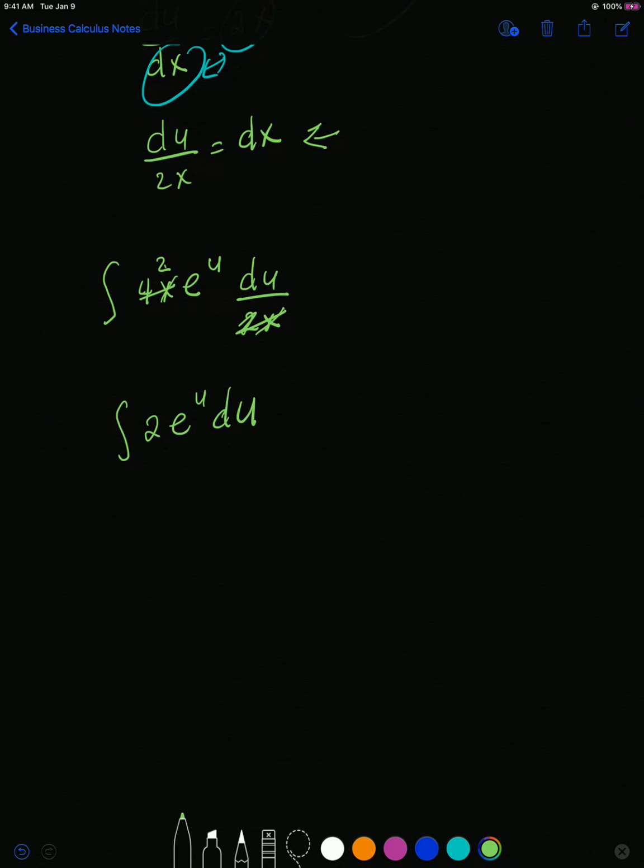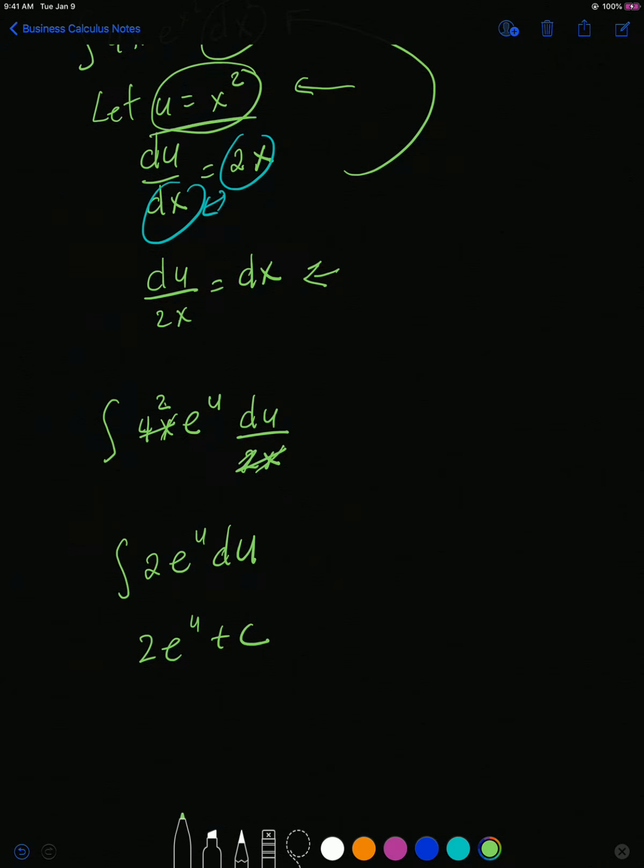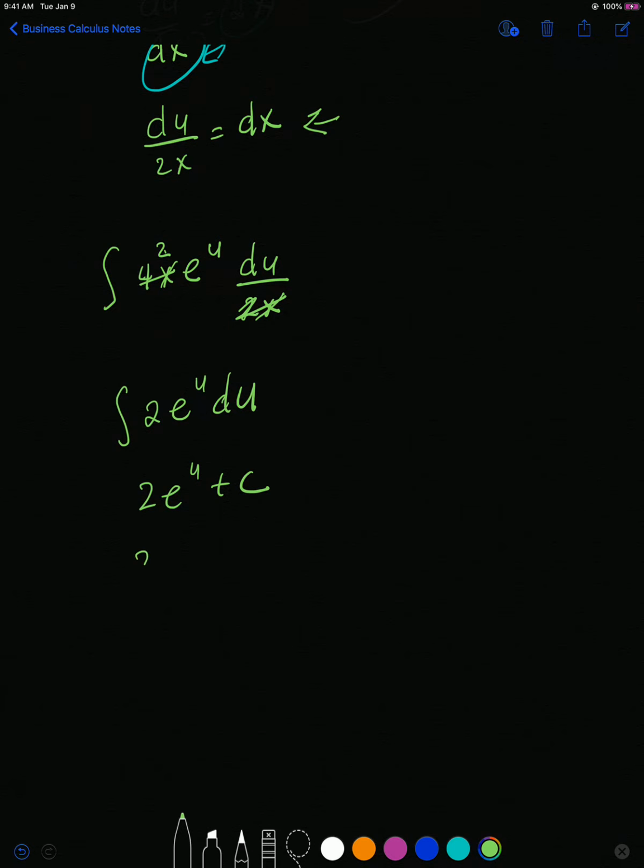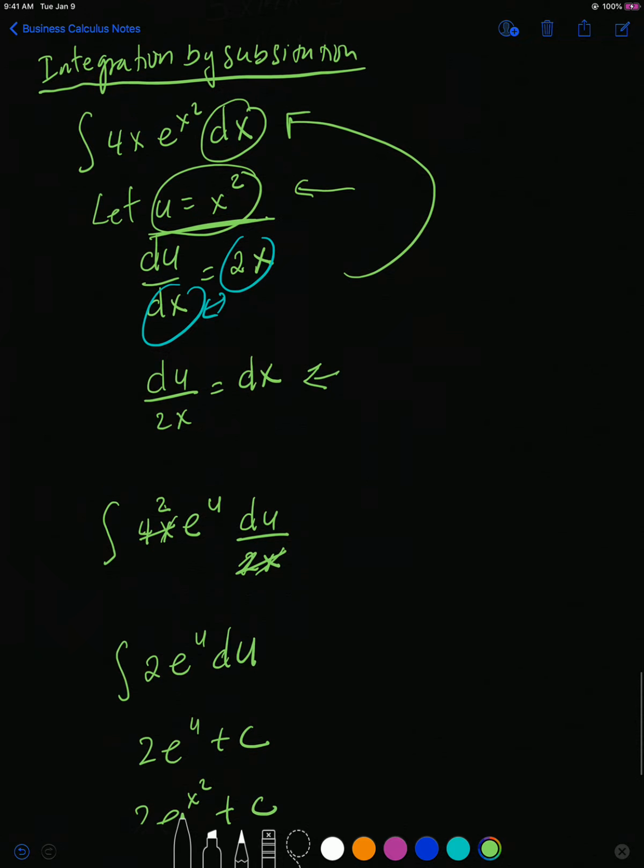The antiderivative of e to the u is e to the u, and so therefore that is 2e to the u plus c. The last step is to undo the substitution. So this is 2e to the x squared plus c. If I were to take the derivative of this, I would get back my original problem, 4x e to the x squared. So that's number 13.